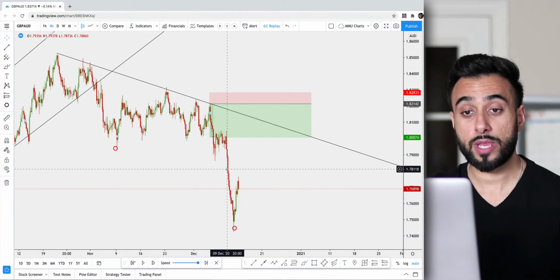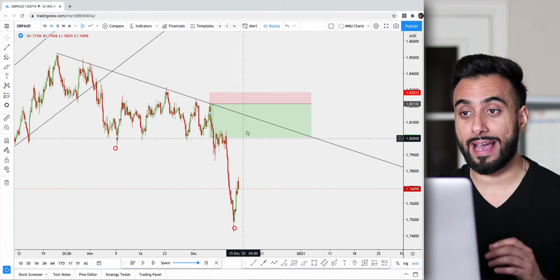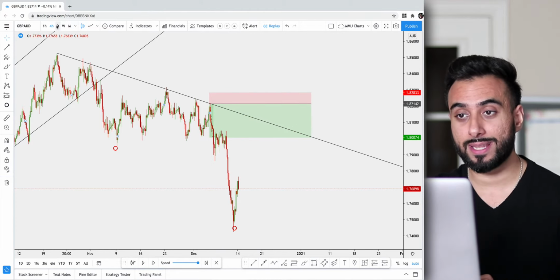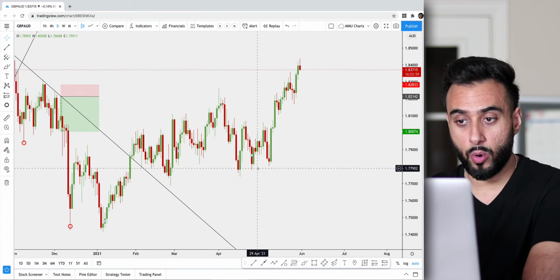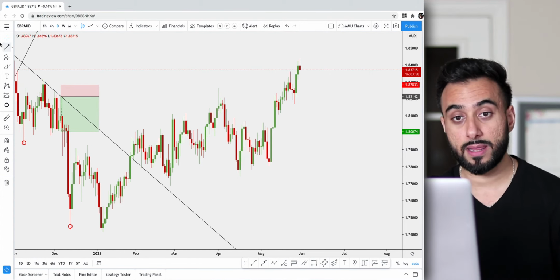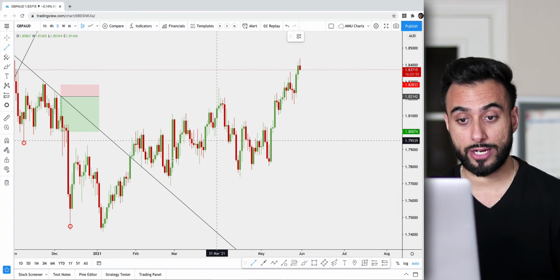Now, I'm sure at this point, you guys got the hang of it. So I'm going to get out of the actual replay tool. I'm going to go ahead and go to the daily time frame and get out of the replay tool just so we can go to the current market today. So just to kind of give you a couple more examples, as you see, this market is now trending in the up direction.